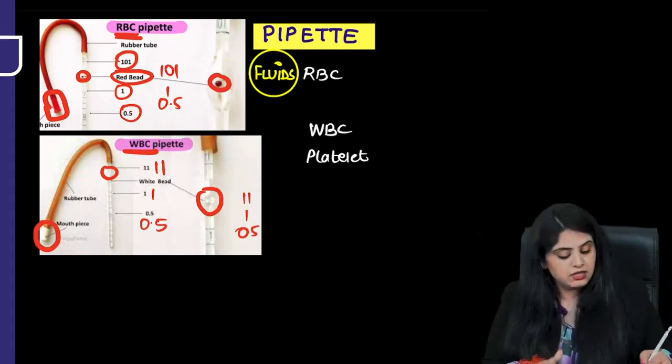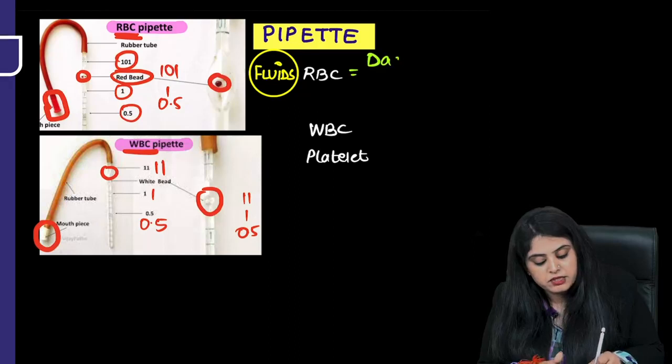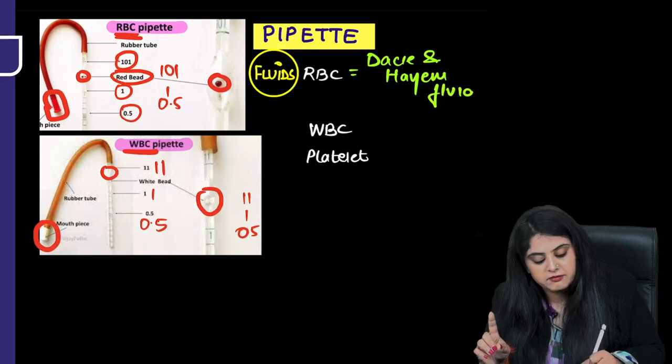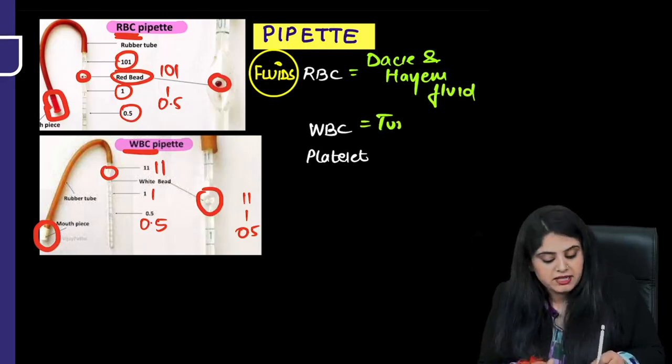So what are you diluting it with? RBCs are diluted with the Hayem fluid. This is only important for INI-CET. Hayem fluid. WBC is going to be by the Turk fluid. And platelet is going to be by the Rees and Ecker fluid.